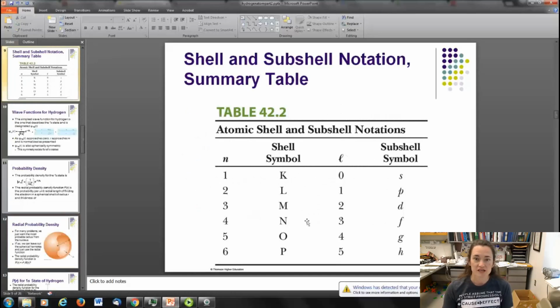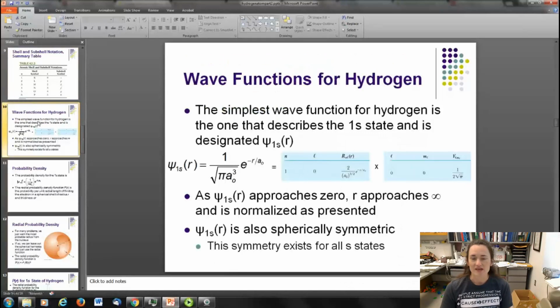So here's that summarized in table format, handy for you to refer back to later. It doesn't say anything new; we pretty much covered all that. Okay, so let's cover some ideas on how to extract information from these wave functions.